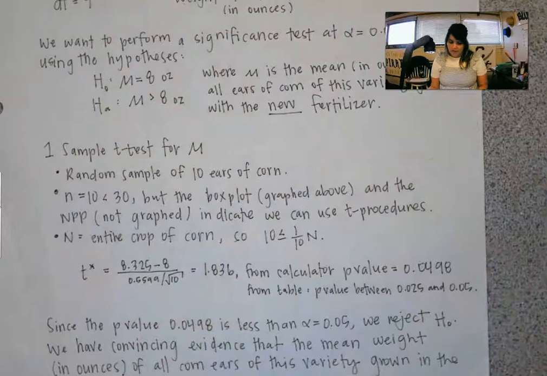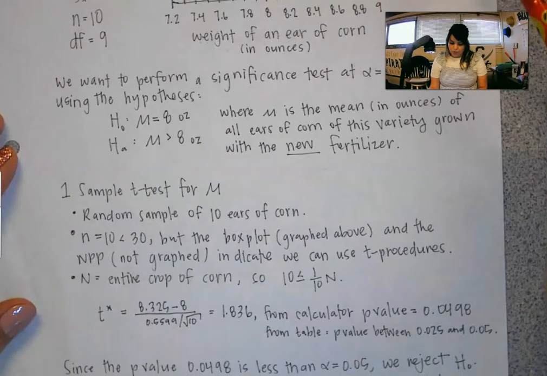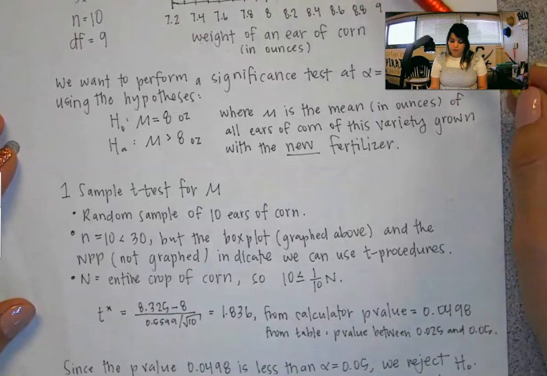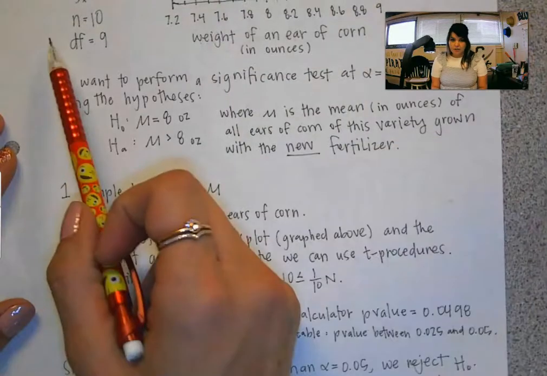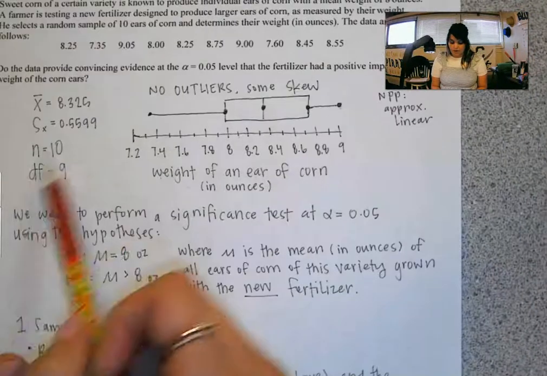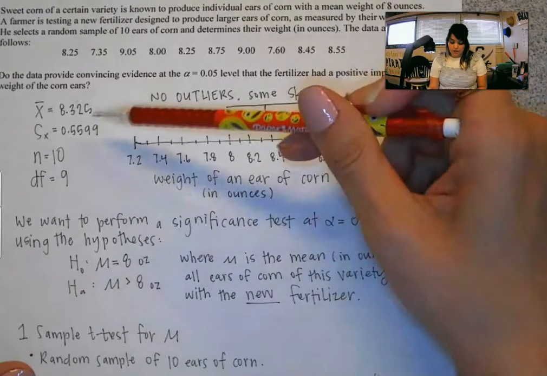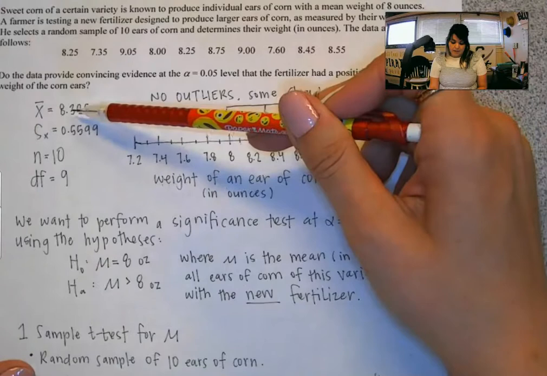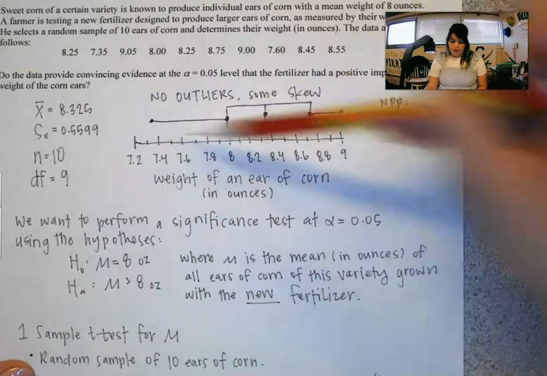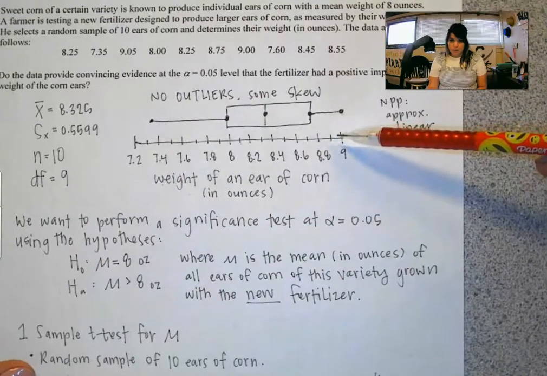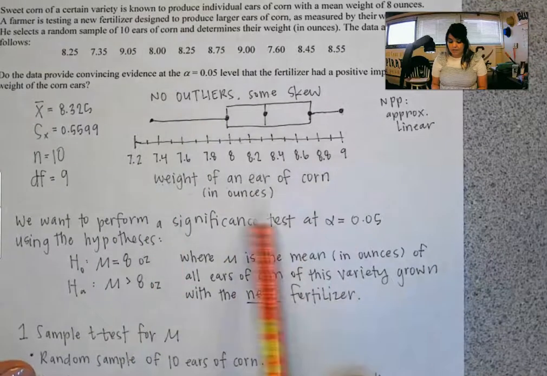Then our last one, they actually give you a data set, and you have to determine whether the fertilizer had a positive impact on the weight of the corn ears. So when they give me the data set, I run all of the stats first. Over here you can see my average, standard deviation, degrees of freedom, and my box plot appropriately labeled. You need to make sure that you have it scaled and labeled.